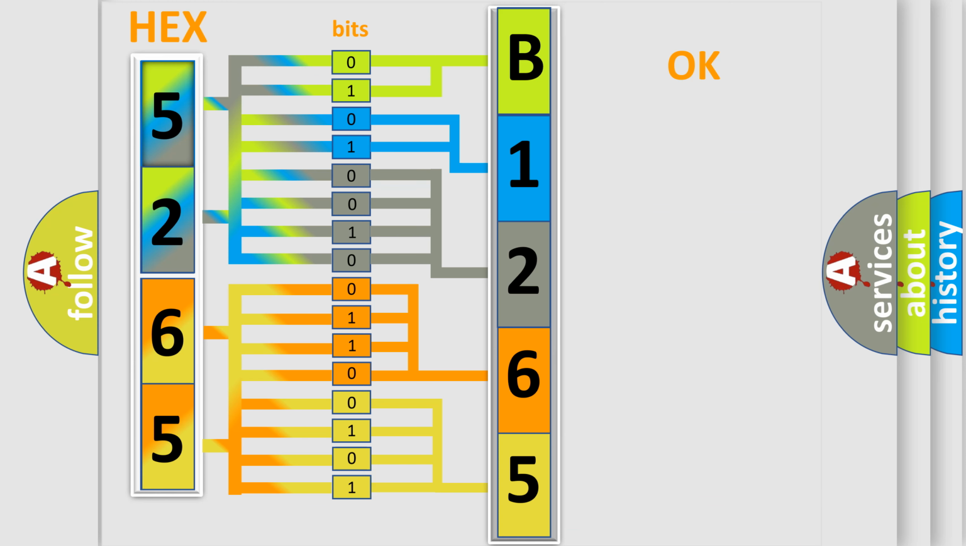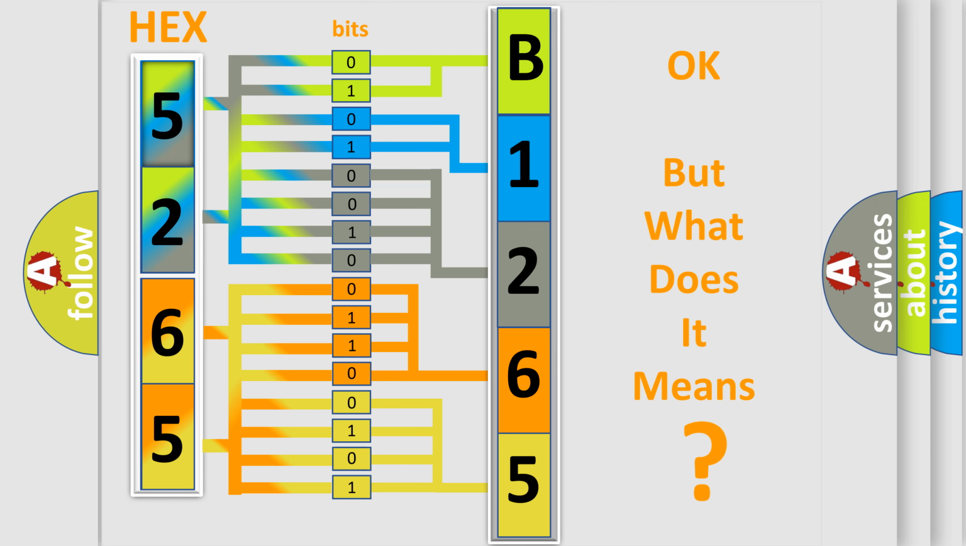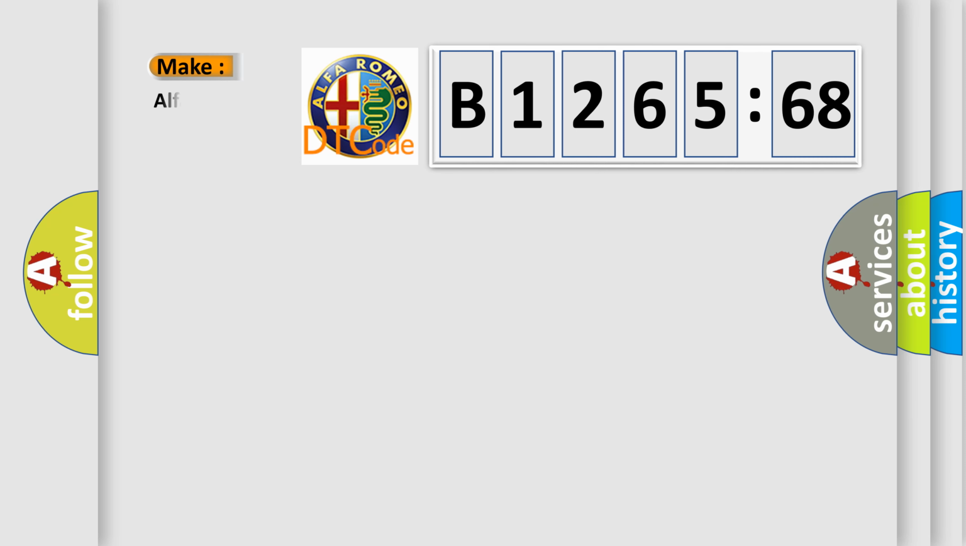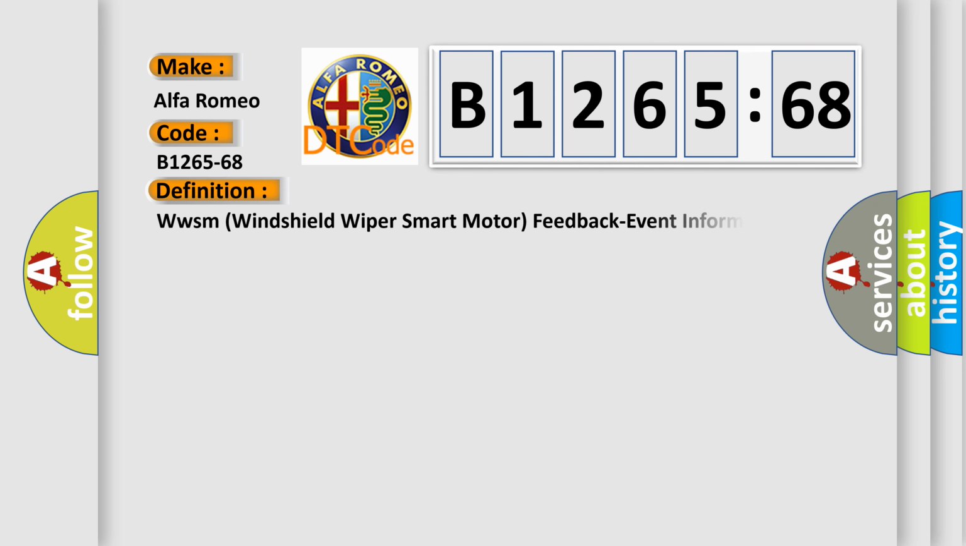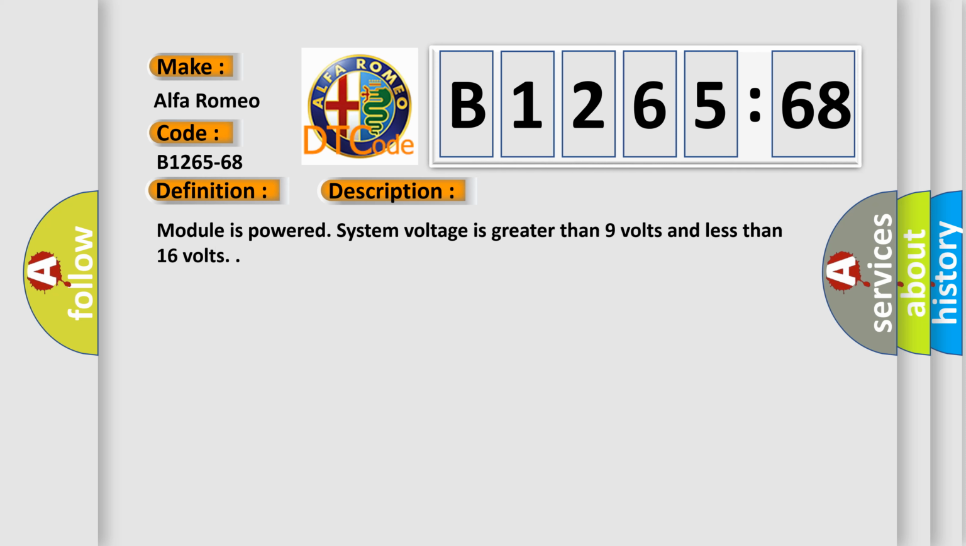We now know in what way the diagnostic tool translates the received information into a more comprehensible format. The number itself does not make sense to us if we cannot assign information to what it actually expresses. So, what does the diagnostic trouble code B1265-68 mean specifically for Alfa-Romeo? The basic definition is WWSM windshield wiper smart motor feedback event information.